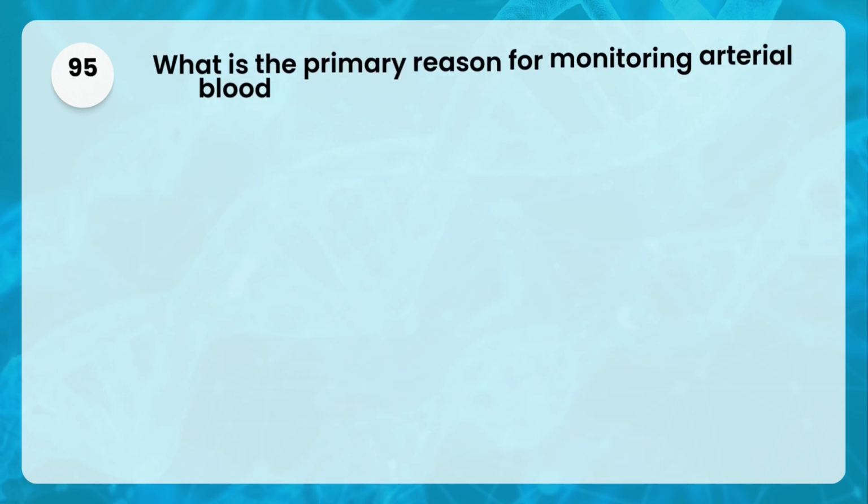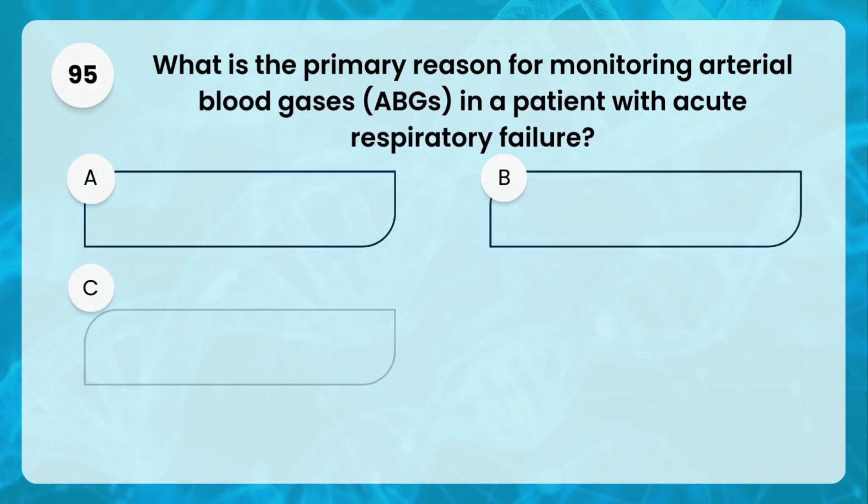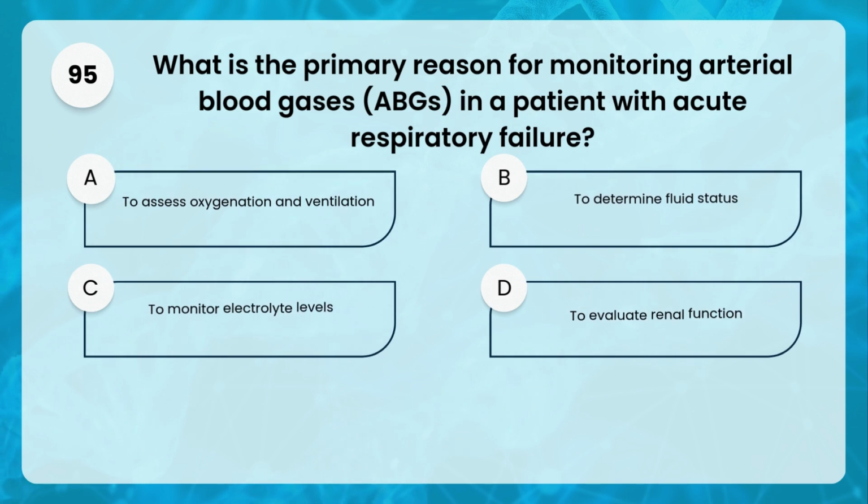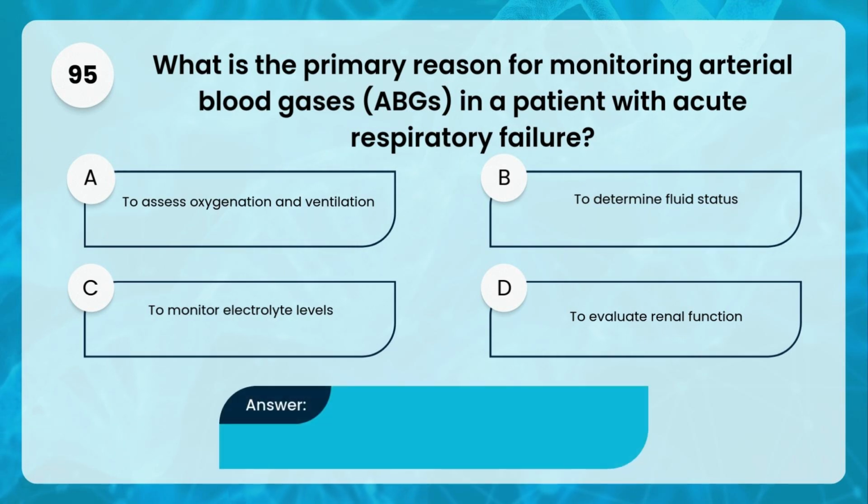Number 95. What is the primary reason for monitoring arterial blood gases, ABGs, in a patient with acute respiratory failure? A. To assess oxygenation and ventilation. B. To determine fluid status. C. To monitor electrolyte levels. Or D. To evaluate renal function. The answer is A. To assess oxygenation and ventilation.